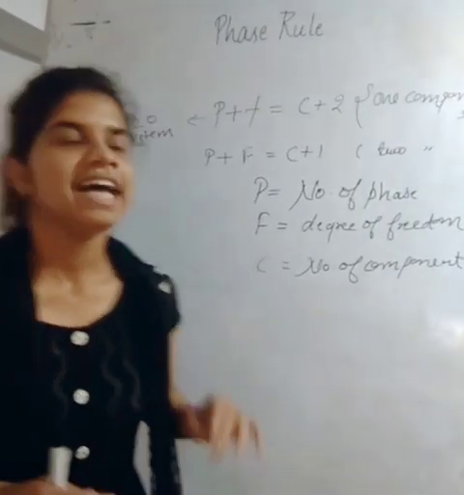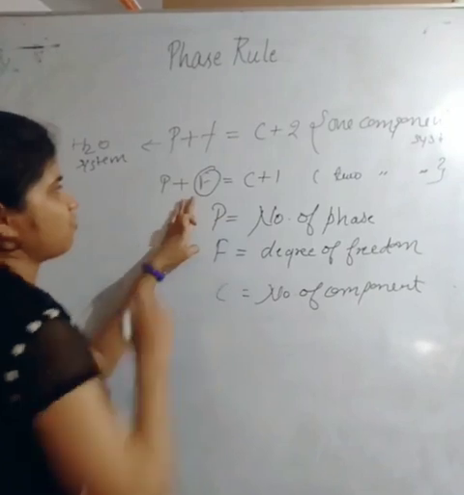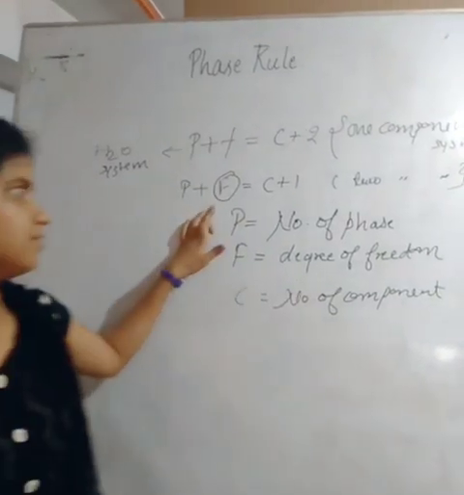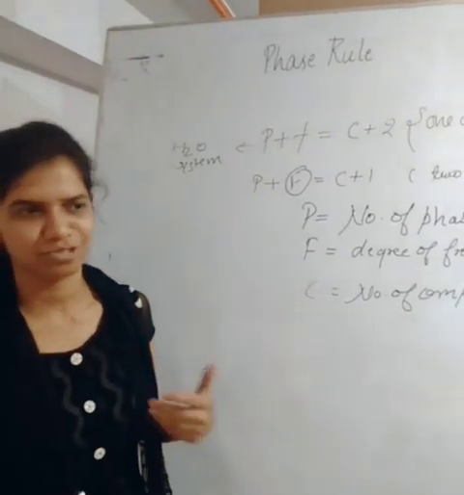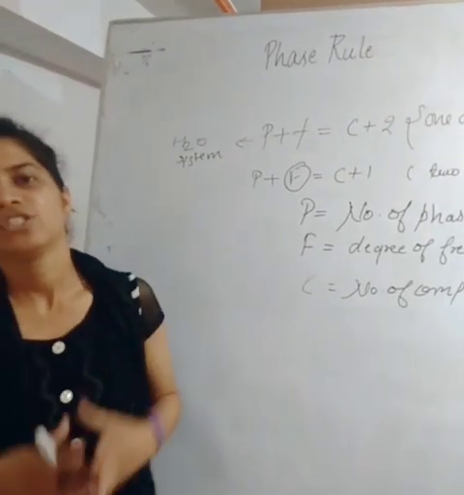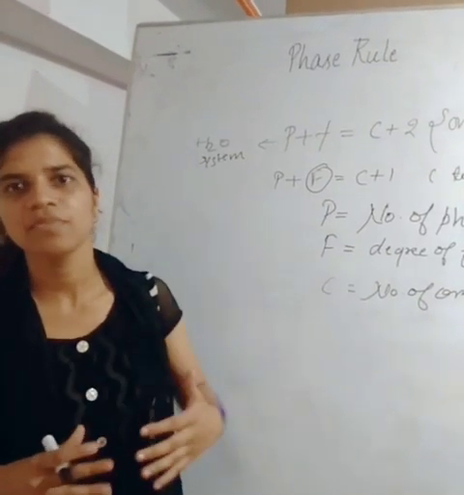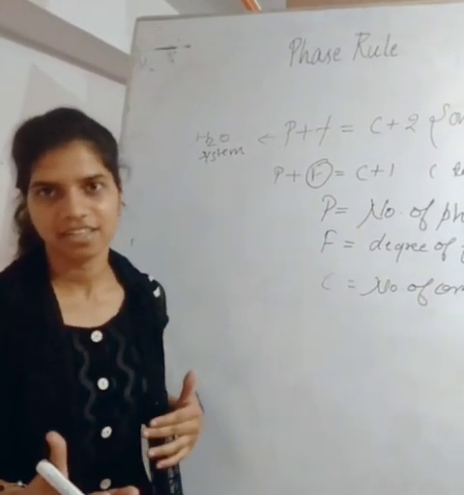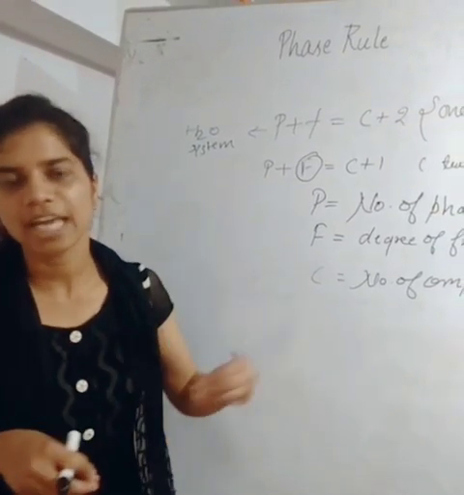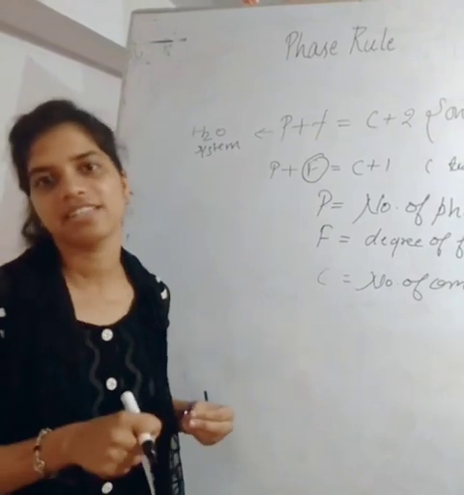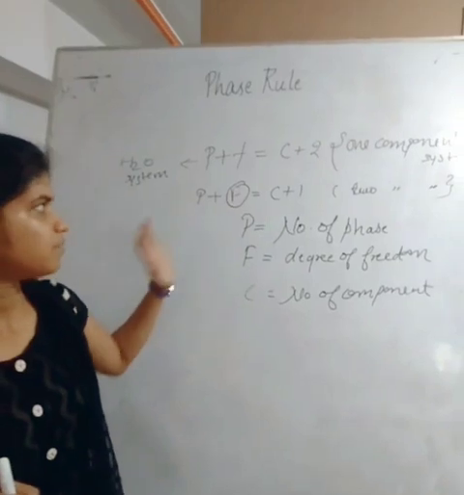Got it? Next is F, a very important term, the degree of freedom. We have to calculate this term, so we have to know what the degree of freedom is. The degree of freedom is the minimum number of variable factors, such as temperature, pressure and concentration, which are necessary to define the phase rule system. It is a very necessary component.